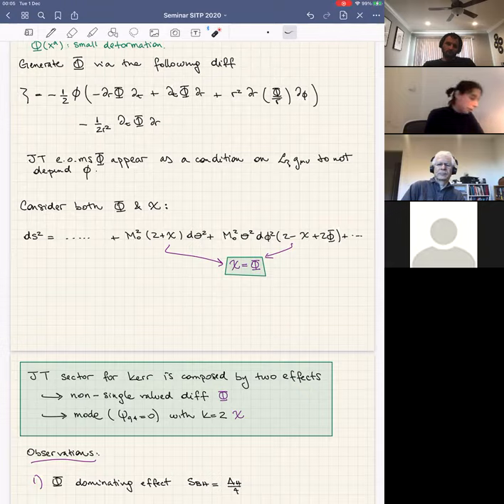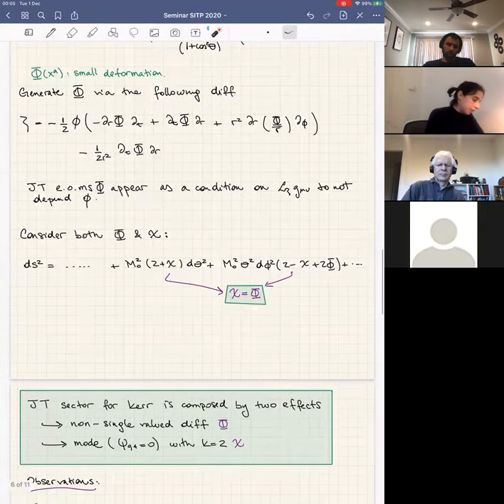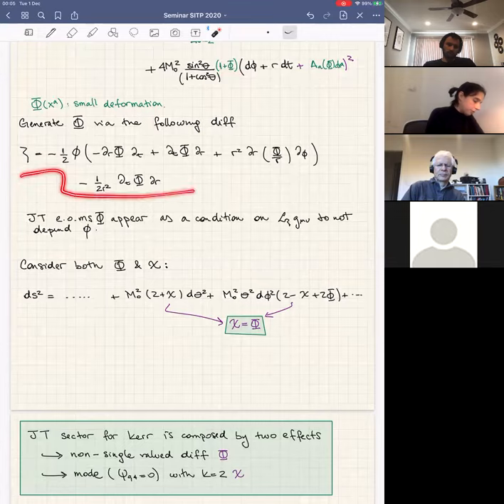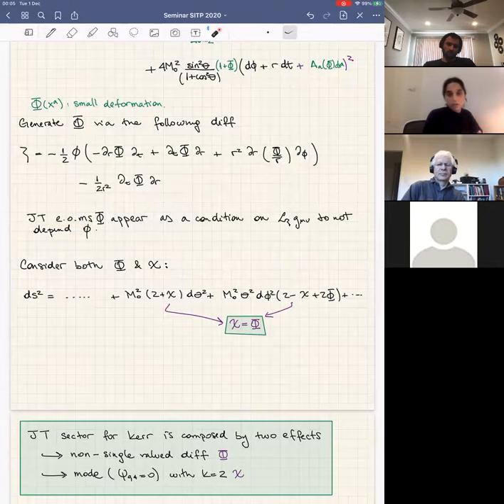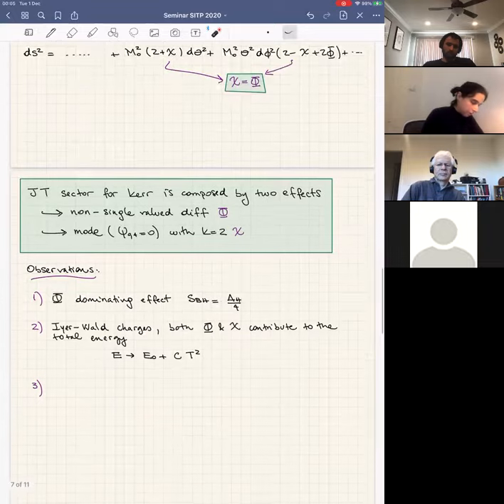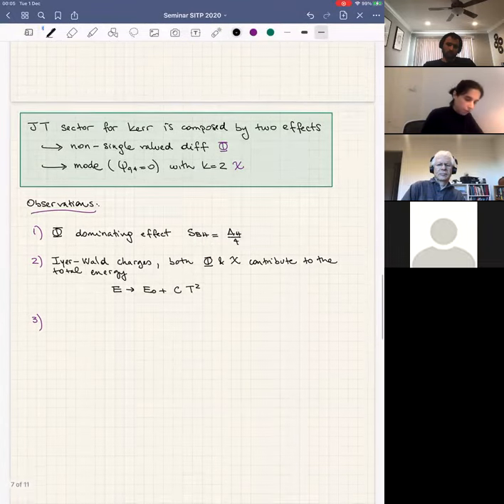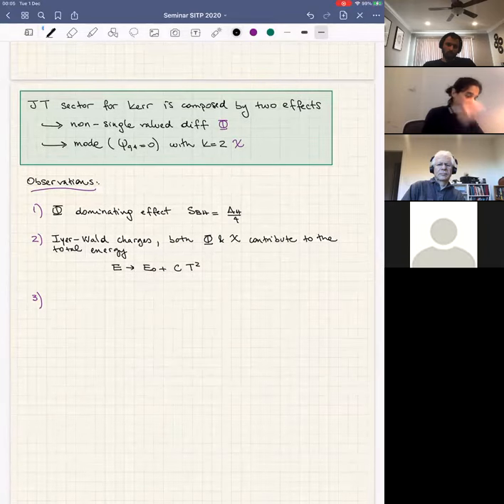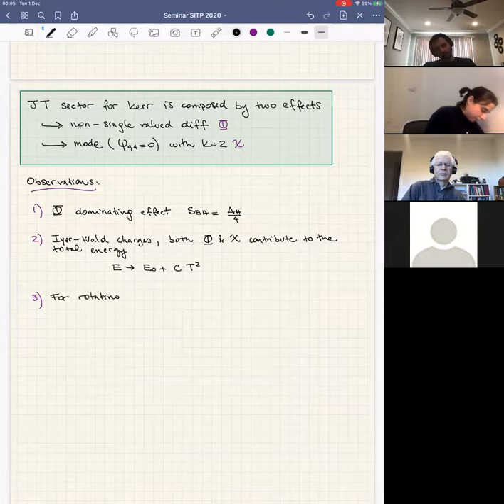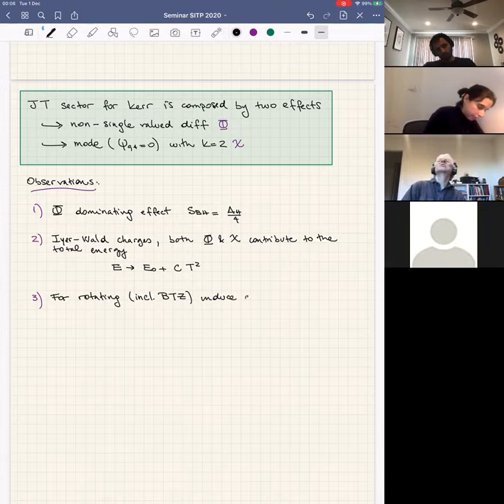Anytime you have angular momentum, you can induce this change on the size of the sphere by doing a diffeomorphism this way. And basically the appearance of the JT equations of motion will come again as a restriction on the fact that the resulting line element should depend on phi. I haven't really proven it, but this is just my experimental observation for my favorite rotating black holes. So for rotating black holes, and this includes the BTZ, you can induce this change in the area of the horizon by the same mechanism.